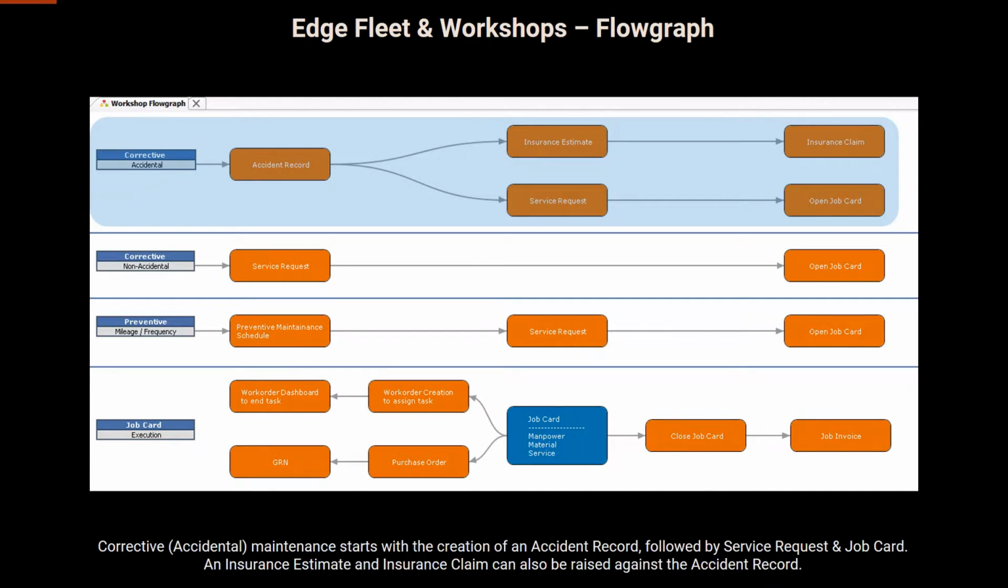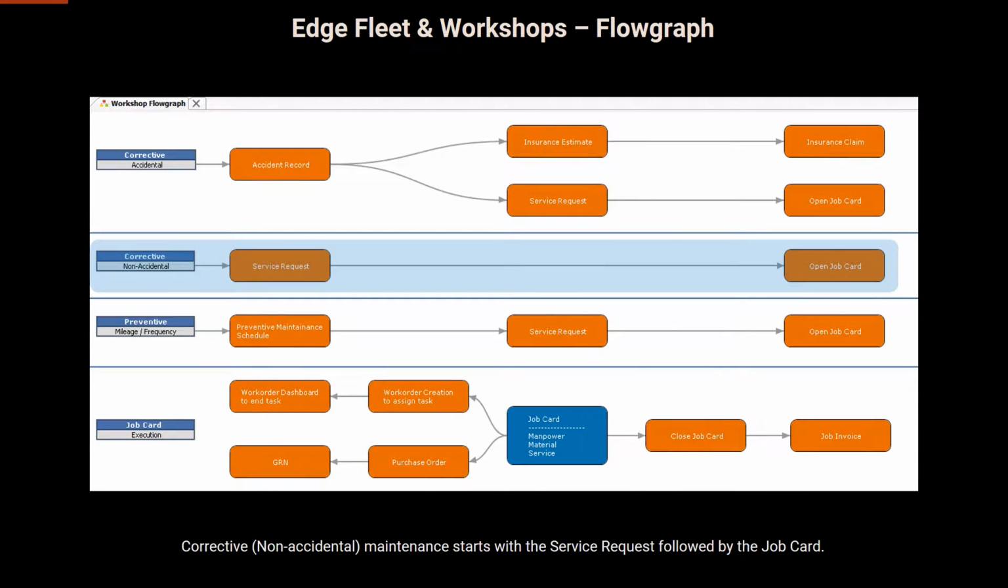Corrective, accidental maintenance starts with the creation of an accident record, followed by service request and job card. An insurance estimate and insurance claim can also be raised against the accident record. Corrective, non-accidental maintenance starts with the service request followed by the job card.